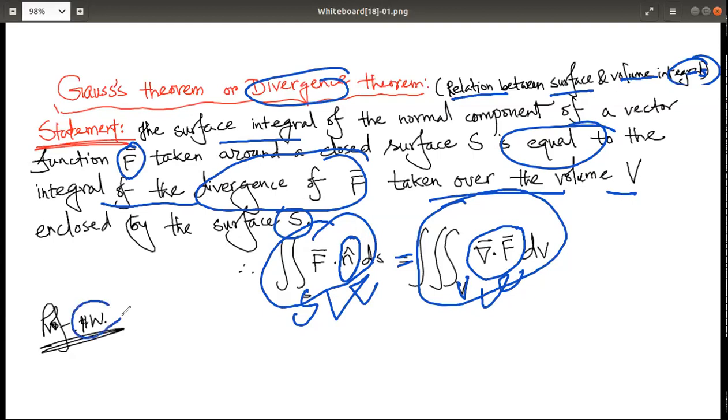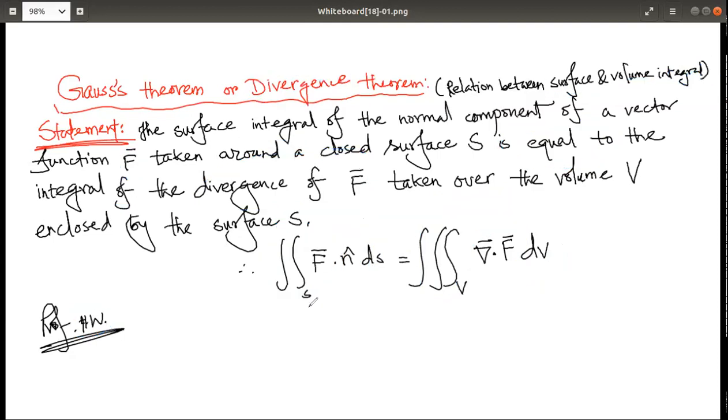We will see the proof in our homework. In this case, we all see that this is a relation between the surface and the volume. Last time, for Green's theorem, we saw that there are some applications. We solved some problems and verified some problems.